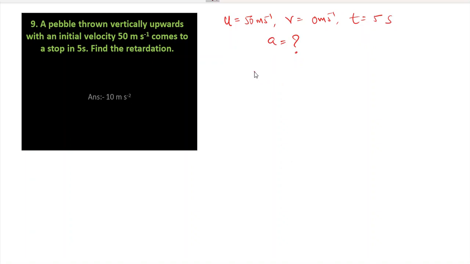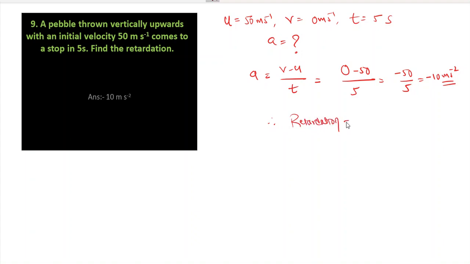Okay, very easy. So retardation, which is nothing but negative acceleration, is v minus u upon t, which is 0 minus 50 upon 5, which is minus 10 meter per second square. This is the negative acceleration. Therefore, retardation, I told you that retardation does not have a negative sign in front of it. It is just a number. Retardation itself means, sorry, negative acceleration. 10 meter per second square is the retardation.